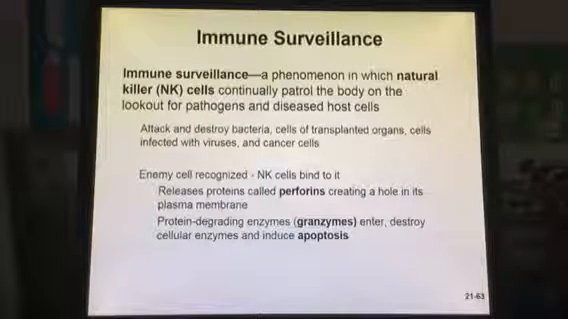They are on the lookout for pathogens and cells that are diseased, that have been infected by a virus or even cancer cells. When they find them, they are able to attack and destroy the bacteria, cells that have been infected with viruses, and even cancer cells. So the enemy cell is recognized, the natural killer cell binds to it and releases a protein that makes a hole in the membrane of the enemy cell, then releases enzymes that enter the enemy cell and destroy the enzymes of the enemy cell, and then induce apoptosis, which is cell death.